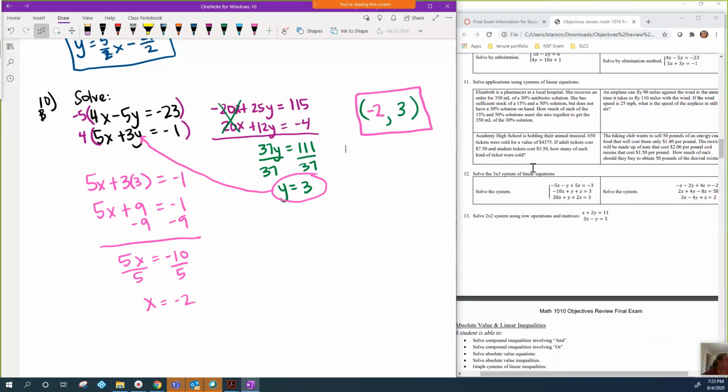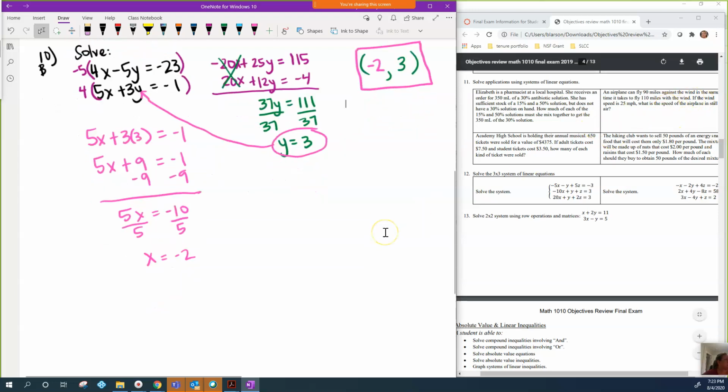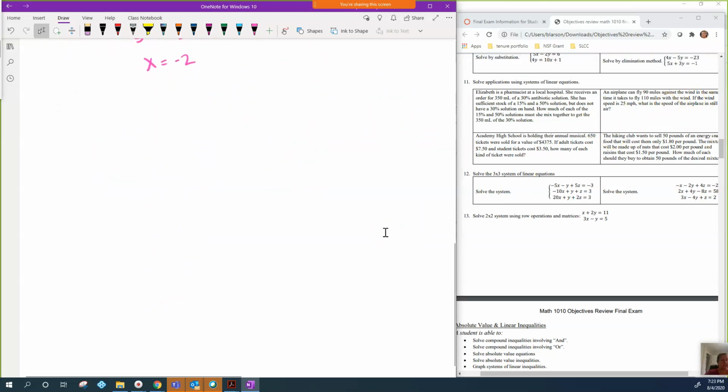All right, let's look at one of these story problems here. Sometimes these mixture problems tend to be an issue for some people, and also the airplane or boat type problems. So let's take a look at those on number 11. And usually it's just being able to get these set up in the right way.